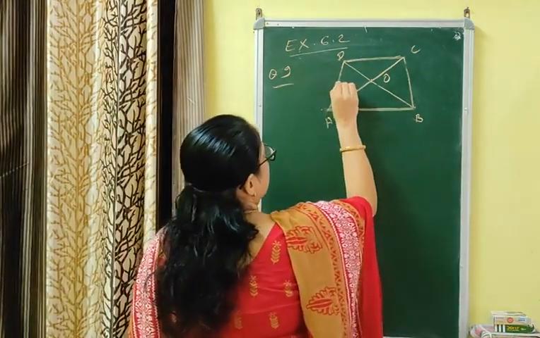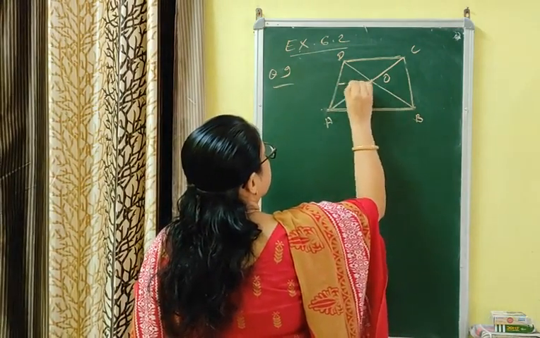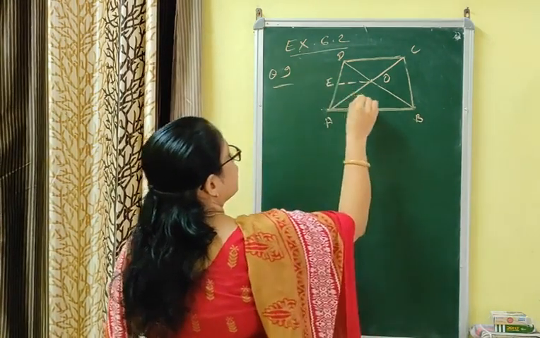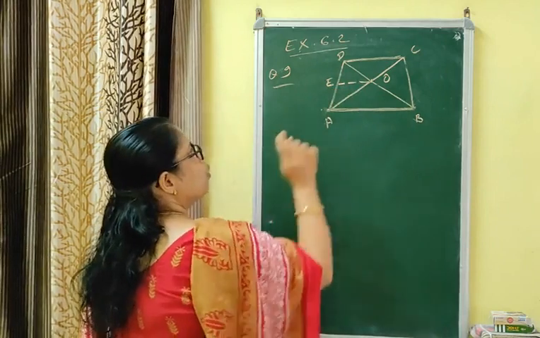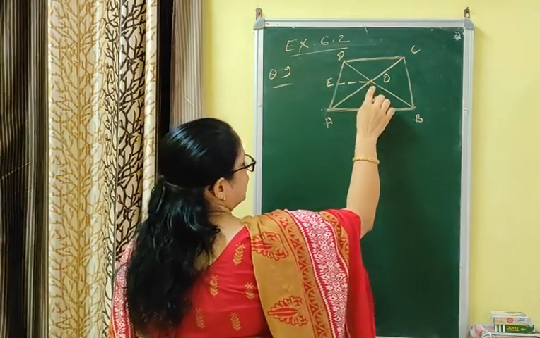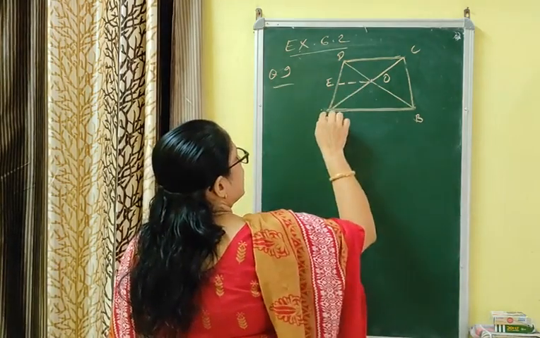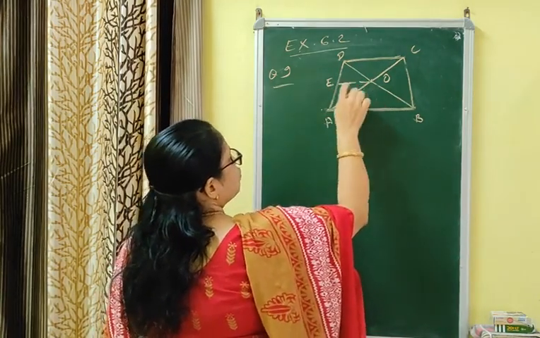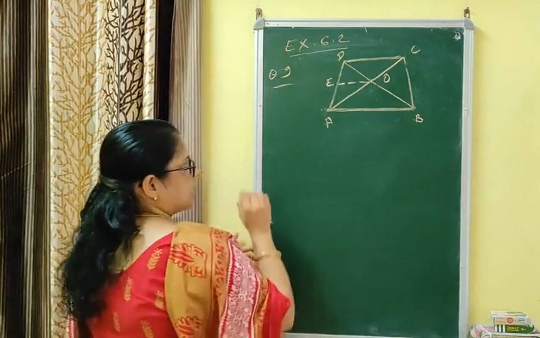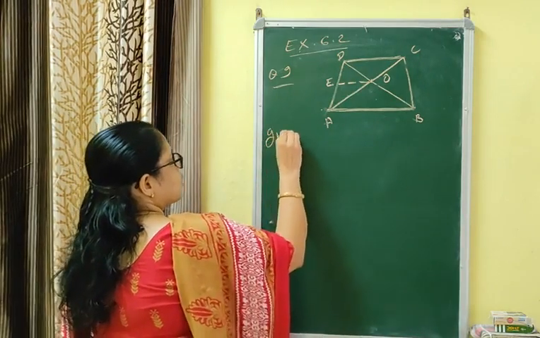इसमें construction करना है. From O draw a line OE parallel to AB. O से आपको एक लाइन ड्रॉ करना है AB का पैरेलल, जो AD को E में इंटरसेक्ट करे. तो वो O से जो लाइन जा रही है वो AD को E में इंटरसेक्ट करती है. फर्स्ट ऑफ ऑल, व्हाट इज गिवन?